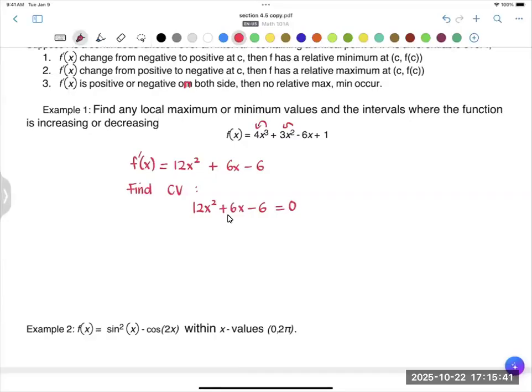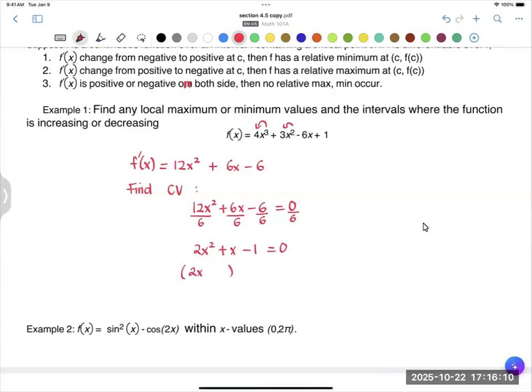And then how do we proceed from that? You either factor or you use the quadratic formula. So I'm going to simplify by dividing everything by 6 first, and we have 2x squared plus x minus 1 equals 0. If you can factor, then factor. If you want to use the quadratic formula, then use the quadratic formula. This problem is factorable, so I'm going to factor.